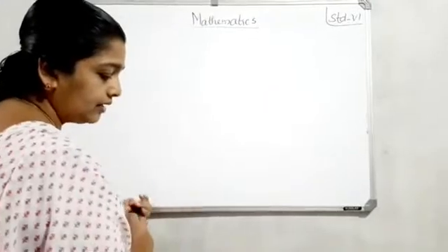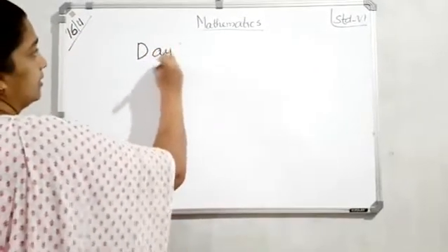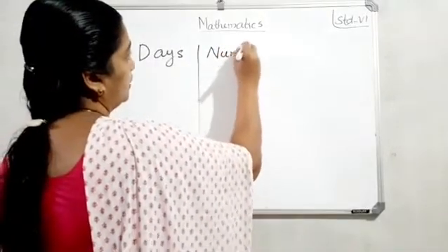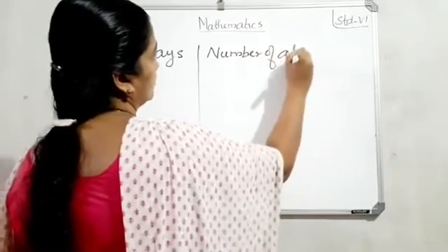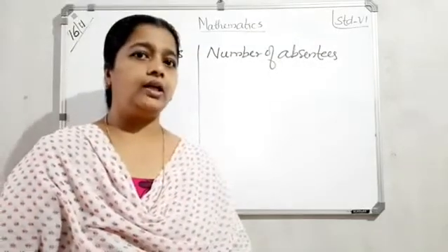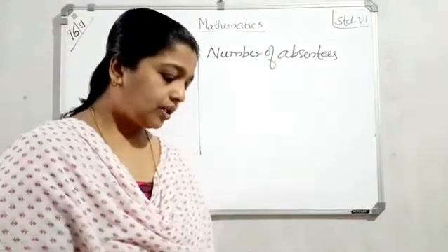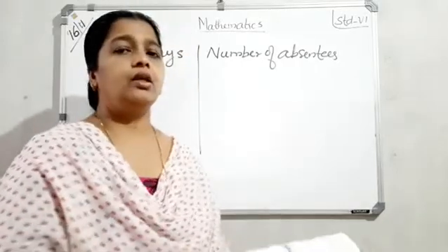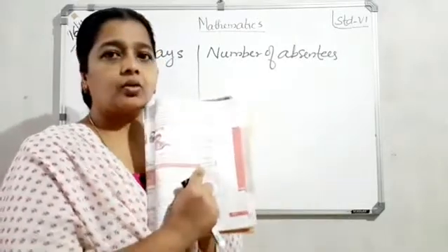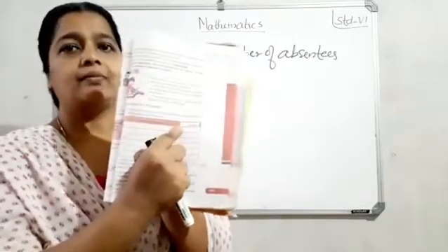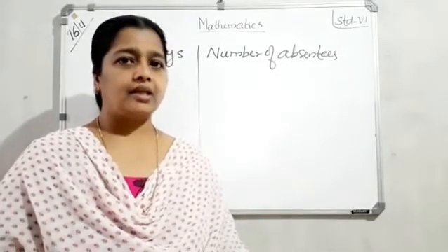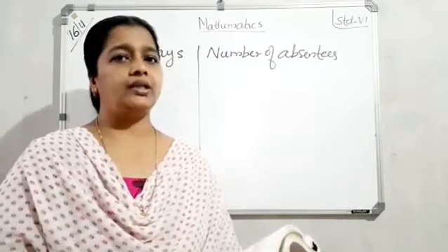Here we are given the days and then the number of absentees. You don't need to write this question in your notebook; only in the textbook. One important thing: you must check the symbol of one picture. Here, one head represents one absent. Understand? Using that, you can calculate the correct answer.